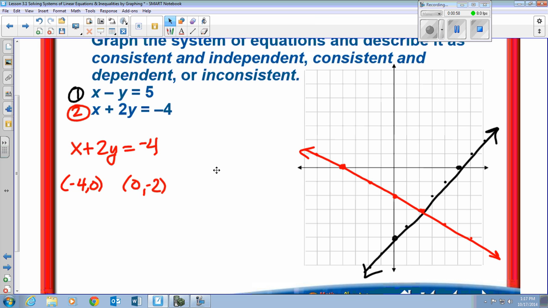So if I want to know their solution, I want to know where they have the same x and the same y value. Well, that's this point right here. So I'd go over 2, down 3. So their solution is the point 2, negative 3. That is the point they share in common.